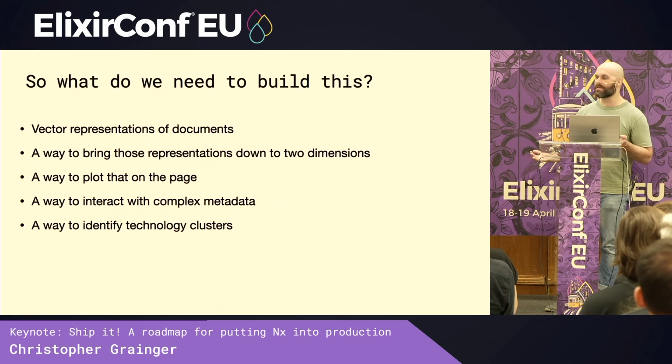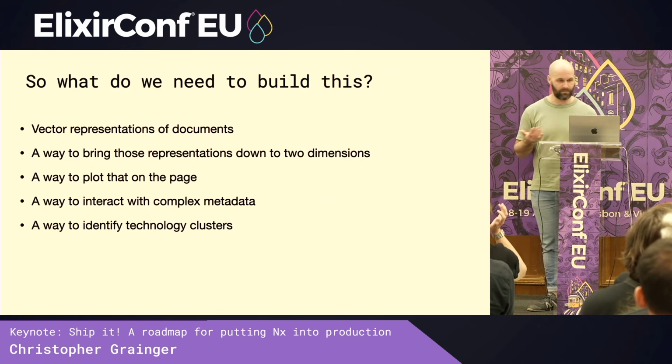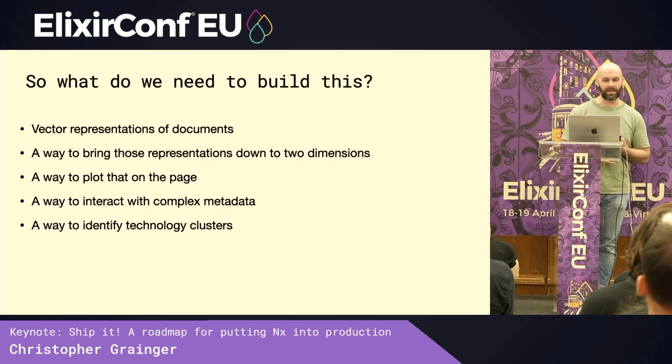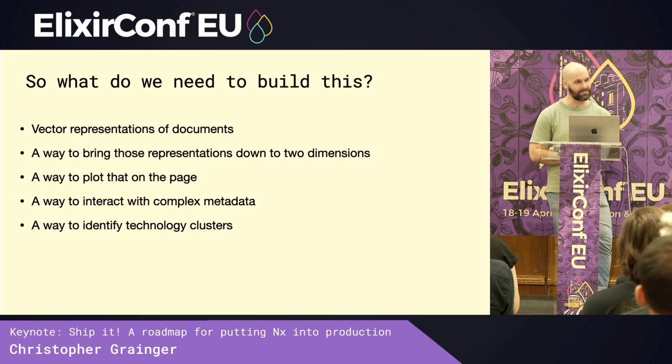So what do we need to build this, right? We need the vector representation of the documents to begin with. Okay, Bumblebee, great, we've got that. We need a way to bring those representations down to two dimensions. Scholar's got your back. Scholar has dimensionality reduction. It has t-SNE, okay? We need a way to plot that on the page, okay? Vega-Lite, boom, immediately.